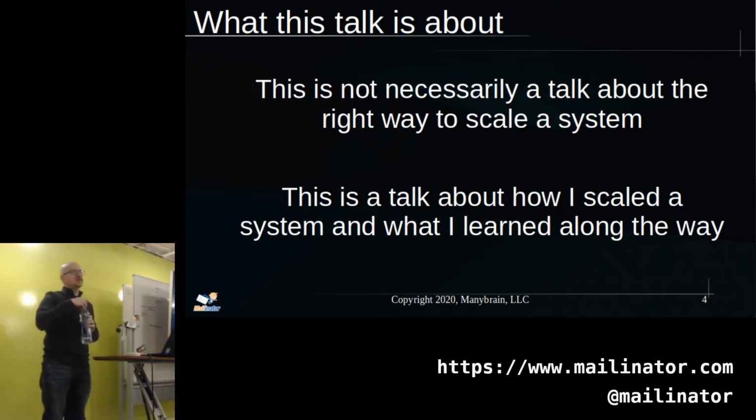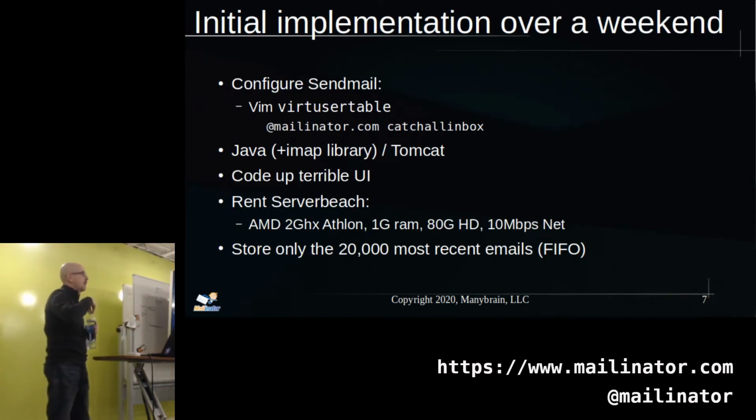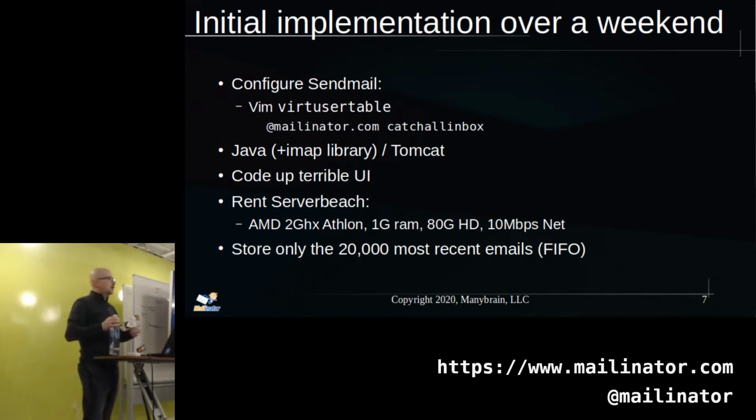So here's the great news. You can build a Mailinator clone in just a few hours. I did. That's how I built the first one. Go install SendMail. Go load the file in etc/vert user table. Set that thing to add your domain, catch all inbox. And now SendMail will accept email from any address at all and put it on your hard drive. Okay, so boom, you've got half the system written and done.